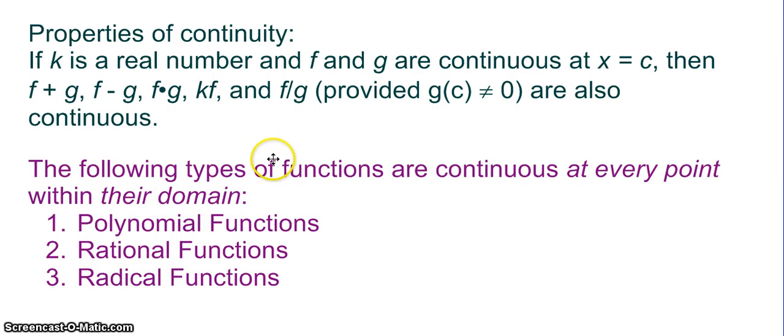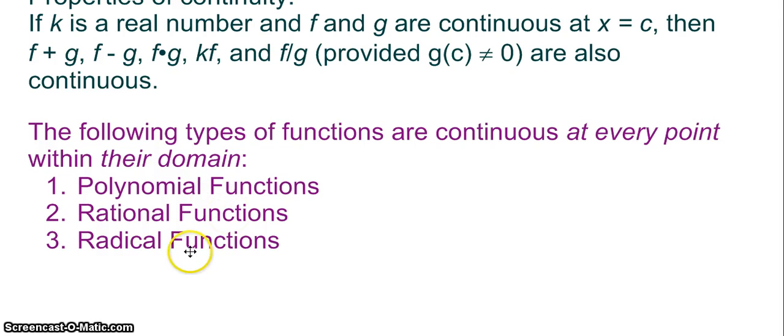The following types of functions are continuous at every point within their domain. We've actually talked about this earlier in first semester when we talked about polynomials, rational functions, and radical functions. So these functions are continuous everywhere within their domain. It's very important that we understand that this is within their domain, because rational functions and radical functions do not necessarily have a domain of all real numbers. They can, but they don't have to. But they are still continuous everywhere within their domain. Polynomial functions have a domain of all real numbers.